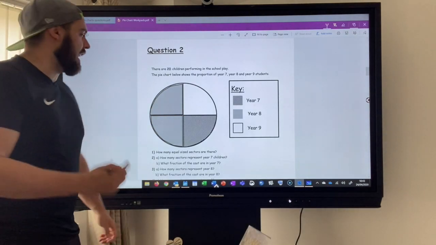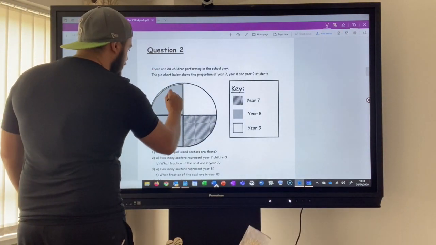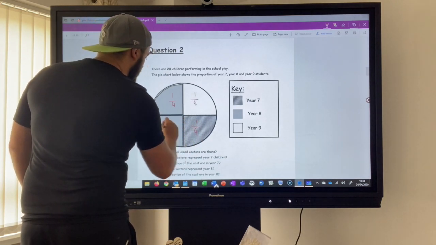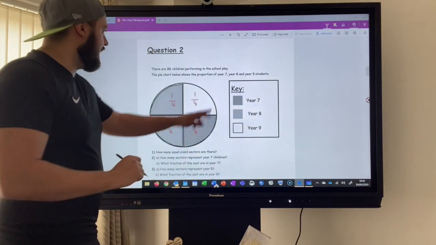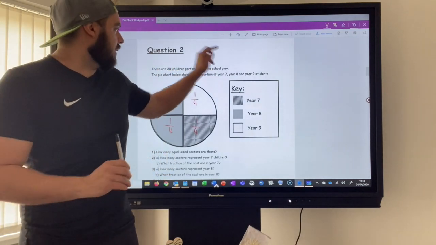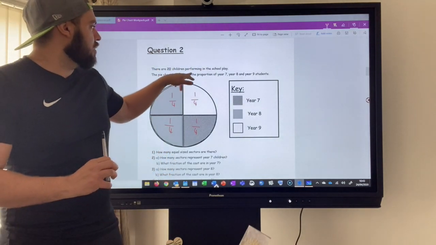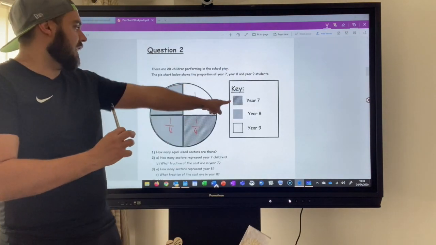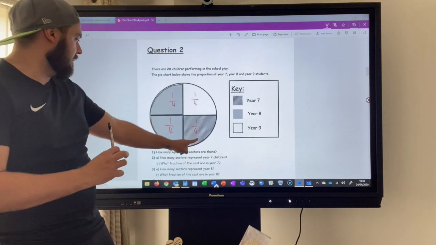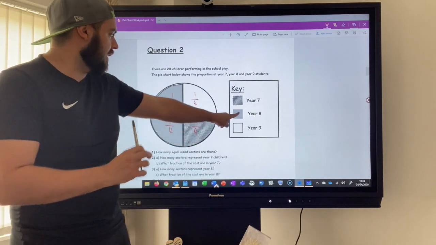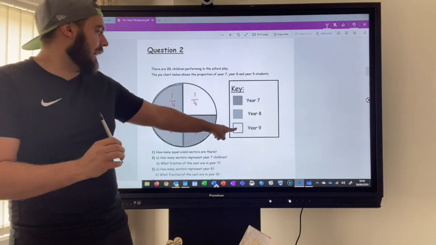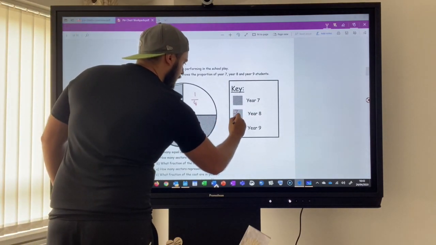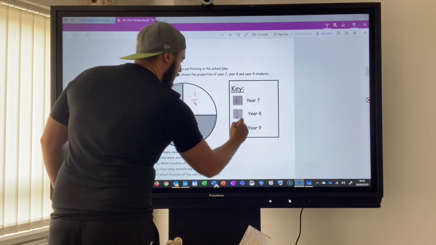Any recognisable fractions? Yes. We've got quarters here. Now, some of the quarters represent different things. We've got a key here saying there are 20 children performing in a school play. The pie chart below shows the proportions of year 7, year 8, and year 9 students. And the key here is we've got this pattern, which I believe is year 7. This little dotted pattern is year 8, and the blank is year 9. So we've got actually two quarters here, and one quarter, and one quarter.